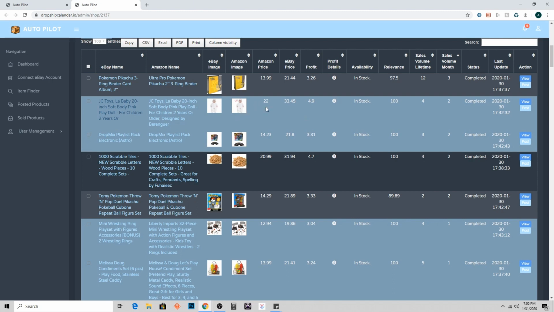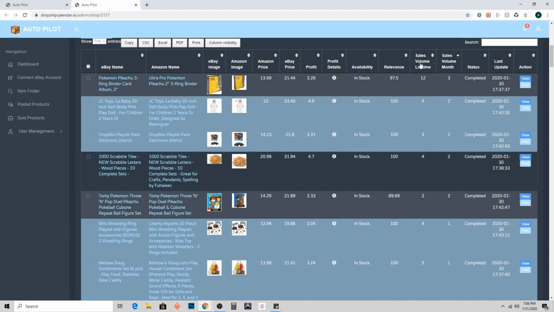So that's the second product. Again, let's do a couple more. So looking at the third product here, is the product a match? Yes. Is it bringing in profit? Yes. Is it in stock? Yes. Has it sold at least once within the last month? Yes. So already I found 3 winning products.